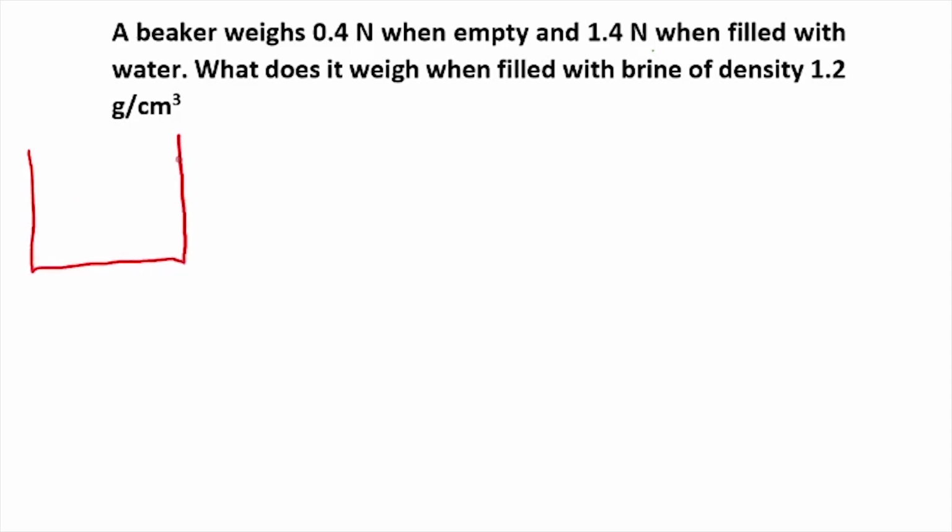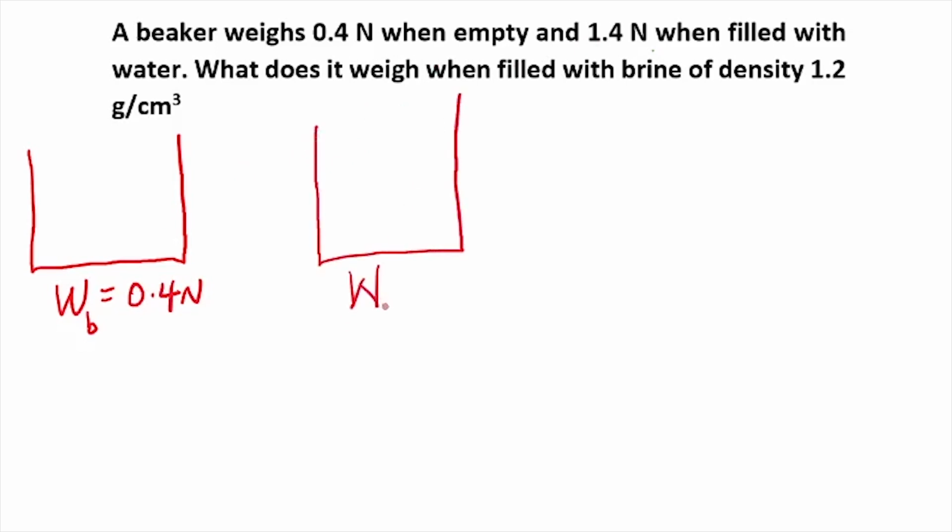So here as we go, we have a beaker weighing 0.4 newtons. So the weight of this beaker is 0.4 newtons when it is empty. Here it is empty. And 1.4 newtons when filled with water. So when this thing is filled with water, the weight of the beaker plus the weight of the water is 1.4 newtons. So here is when it is filled with water. Okay, we get that. And then again, what does it weigh when filled with brine of density that?